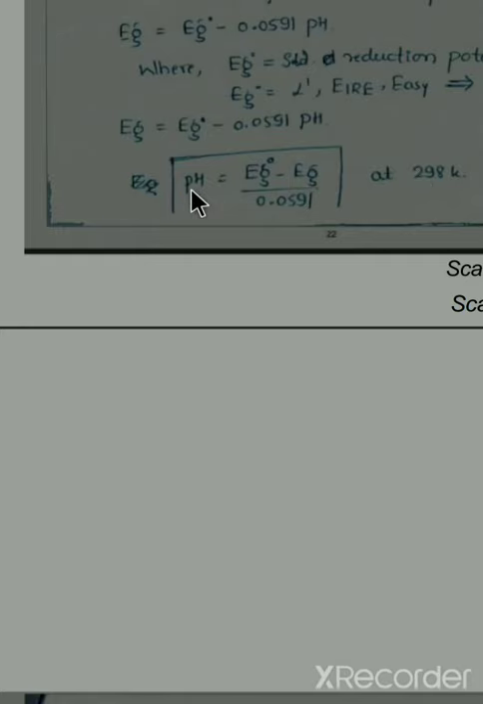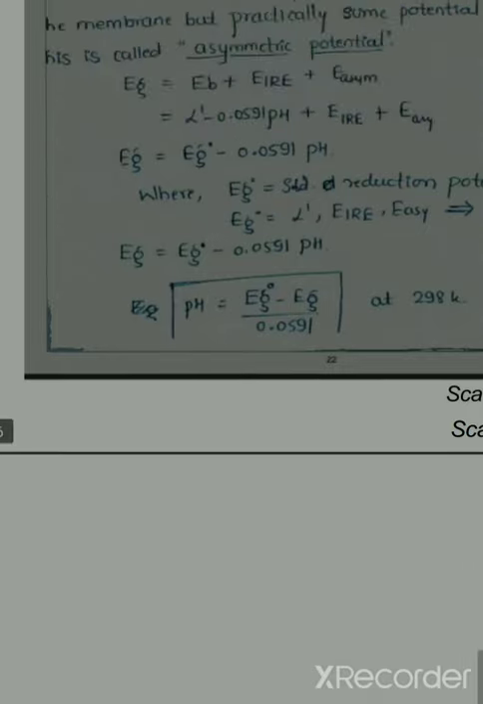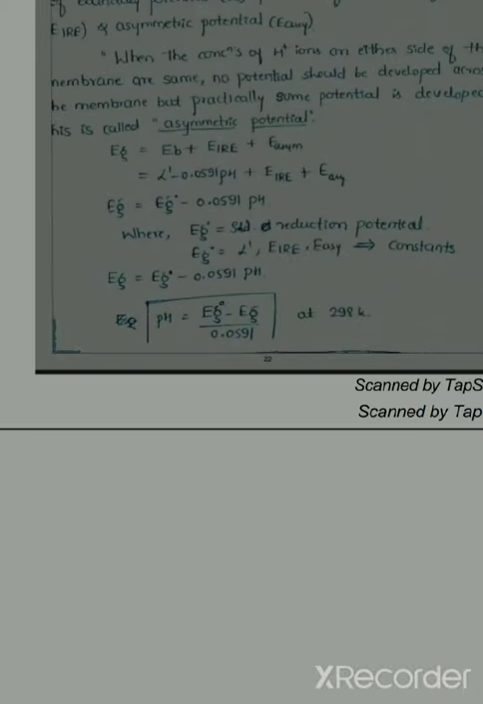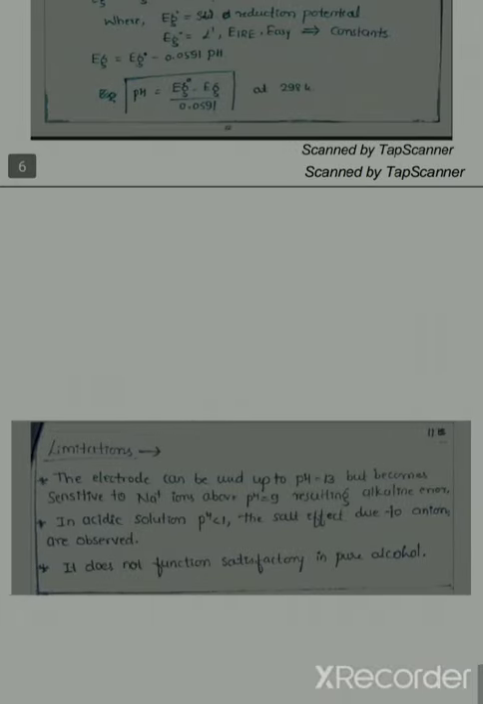So here pH can be calculated using the standard reduction potential of the glass electrode and the EMF arising due to the glass electrode, divided by 0.0591. By using this formula you can find the pH of a particular solution. So this is the expression for pH we got from this glass electrode. This glass electrode is used for the determination of the pH of a solution. Some limitations are there, we'll study that.